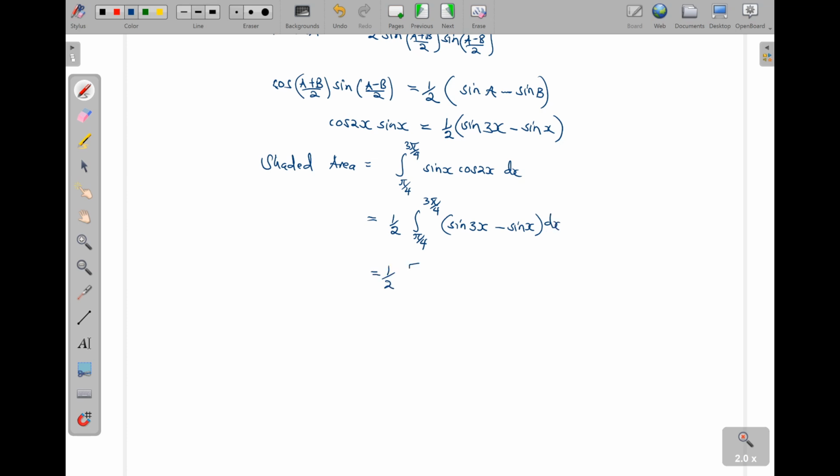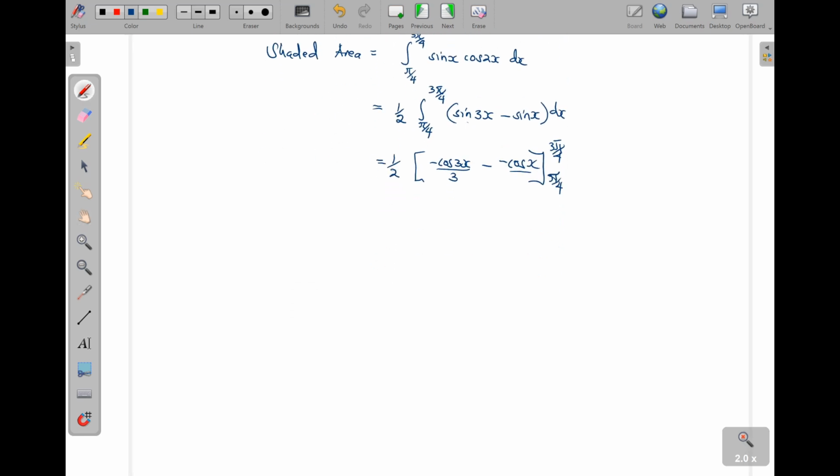Now when we integrate this one, when you integrate sine, you get a negative cosine. So negative cos 3x, then of course we shall divide by the 3, then minus, when you integrate a sine, you get a negative cos, so negative cosine of x. Of course we are dividing by 1 because when you differentiate that angle x, you get that 1 there. And then we have 3 pi over 4, and then pi over 4 here.